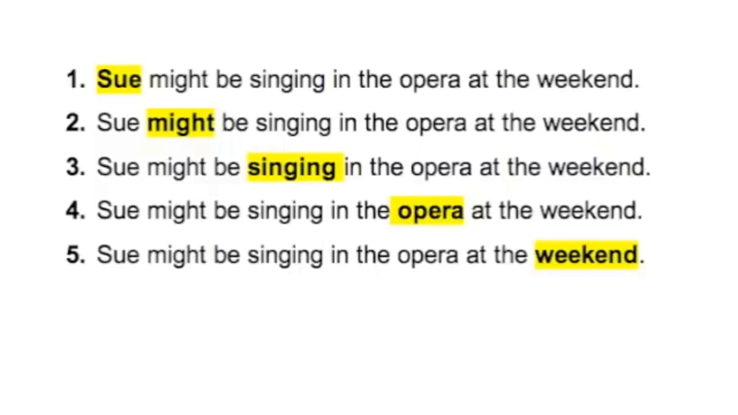It's unexpected. And sentence number 5, not tomorrow, not tonight, not next week, weekend. Here's the important word. Listen for it. I'm going to slow down for it and give it more melody than the rest of the words in the sentence. Sue might be singing in the opera at the weekend. Sue might be singing in the opera at the weekend.